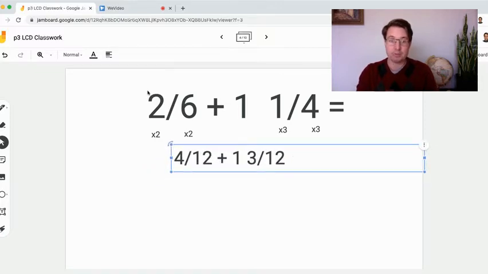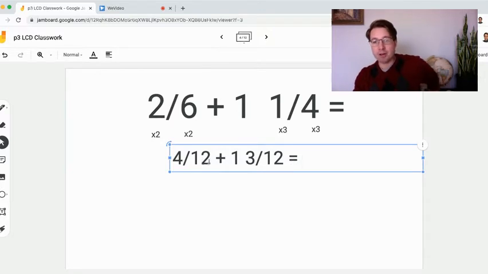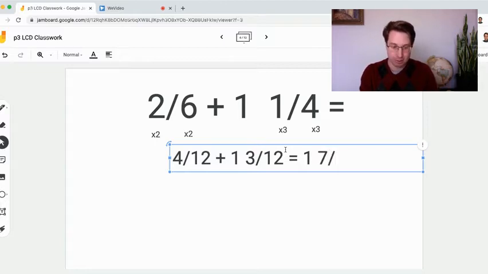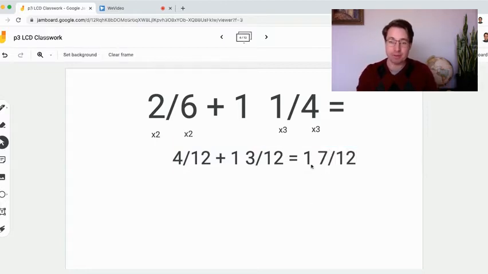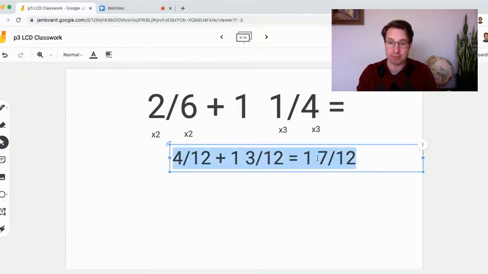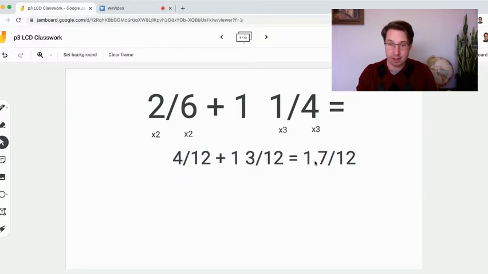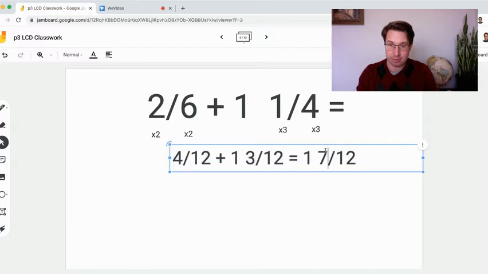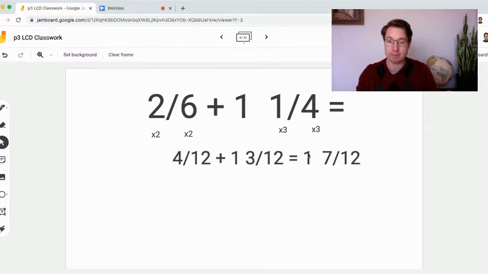Okay, 4 twelfths, so 2 sixths and 4 twelfths are the same. 1 and 1/4 and 1 and 3 twelfths are also equal. And because our denominators are the same, we can add across. So we're going to leave that 1 alone. So we still have our 1 whole. So 4 plus 3 is 7. So we're going to have 1 whole and 7 twelfths. Very good. If that 1's too close to the 7, you can always just go in there and add another space to make them a little bit further away.